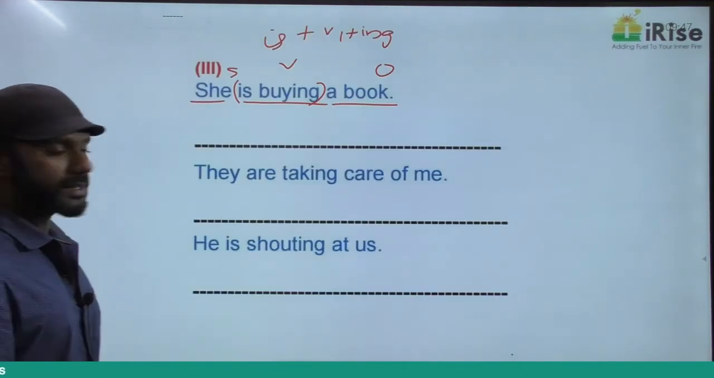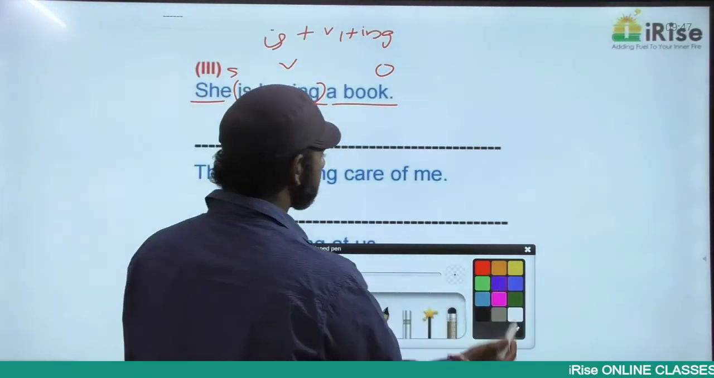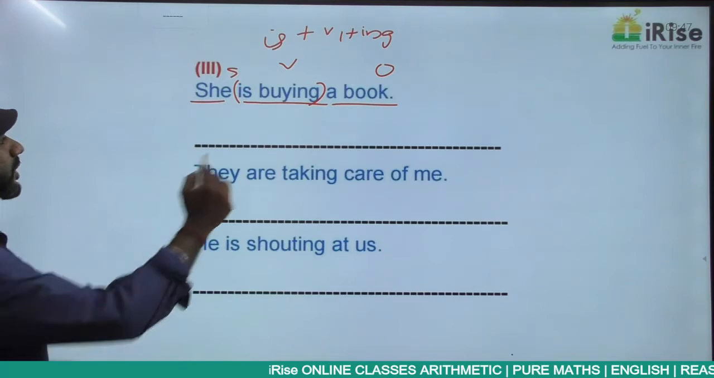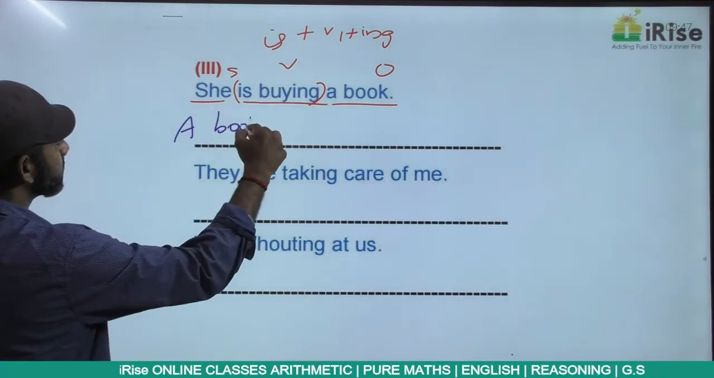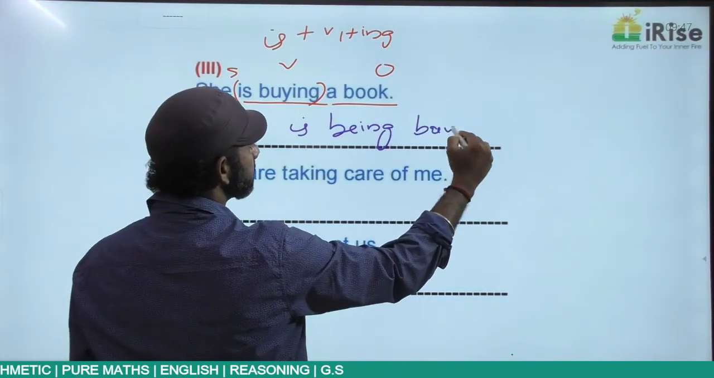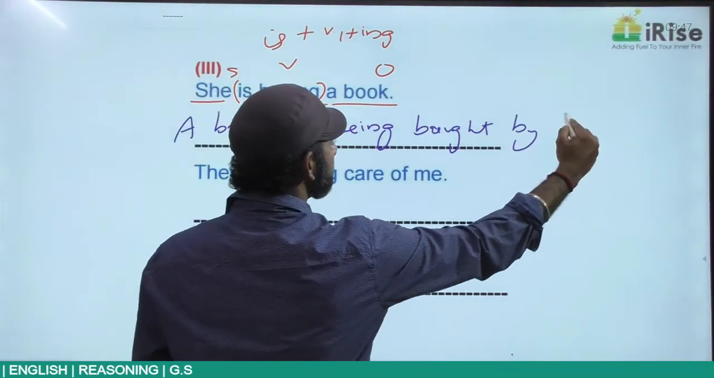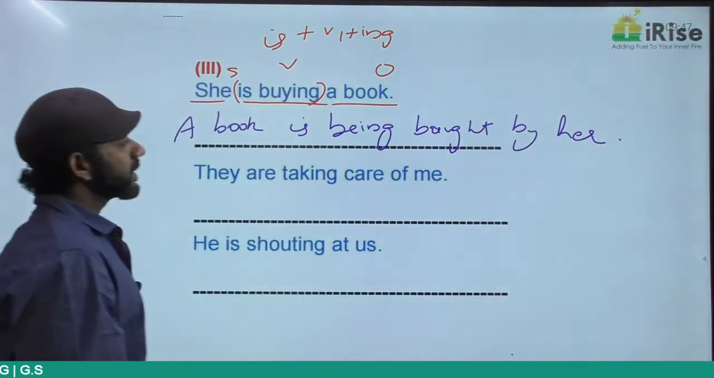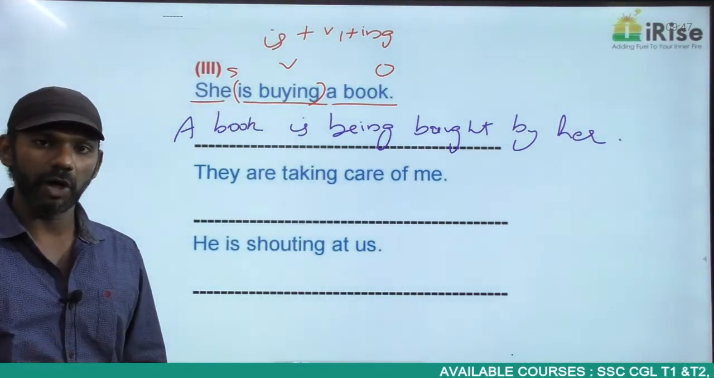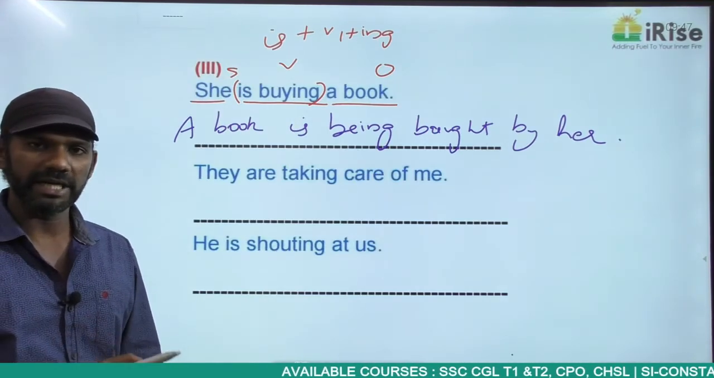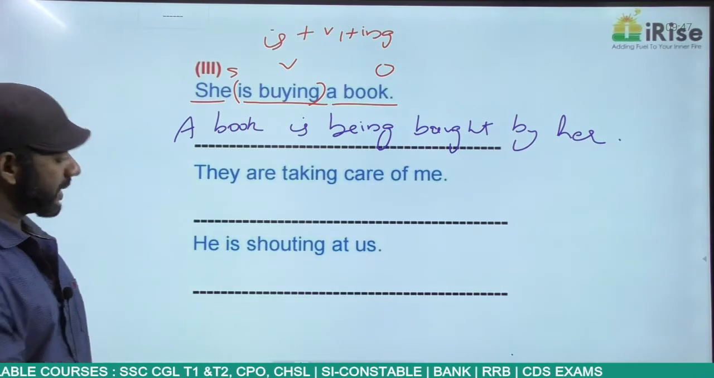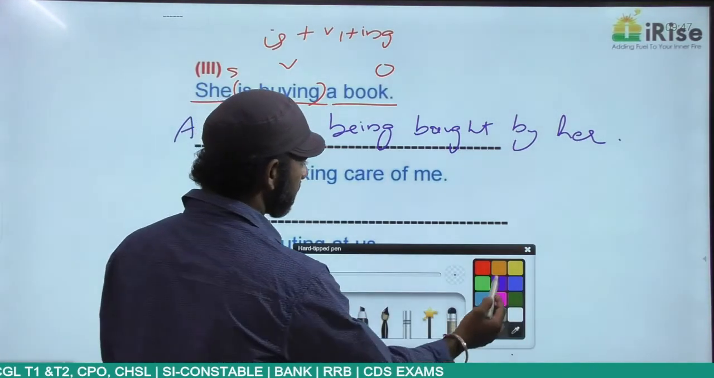So in the passive voice also it must be in the present continuous tense. This sentence in the passive voice becomes: a book is being bought by her. Buy is V1, V2 is bought, V3 is also bought. It's buy, bought, bought. Bring, brought, brought.